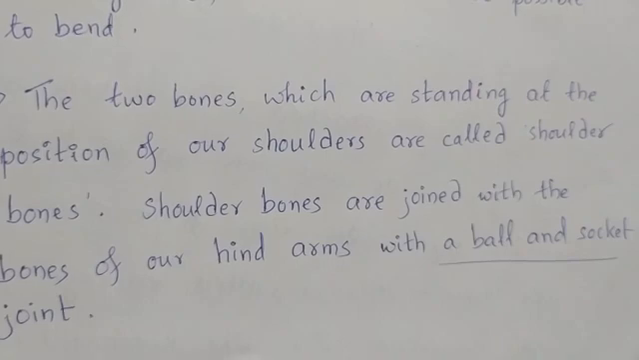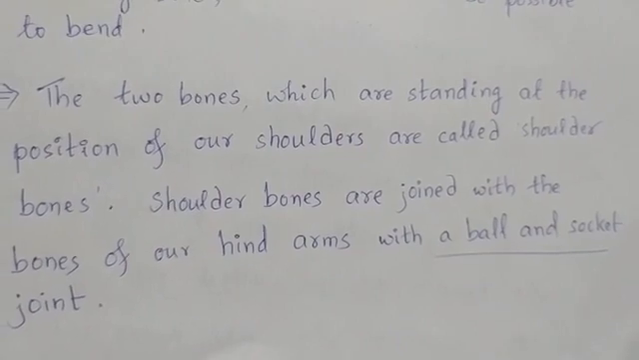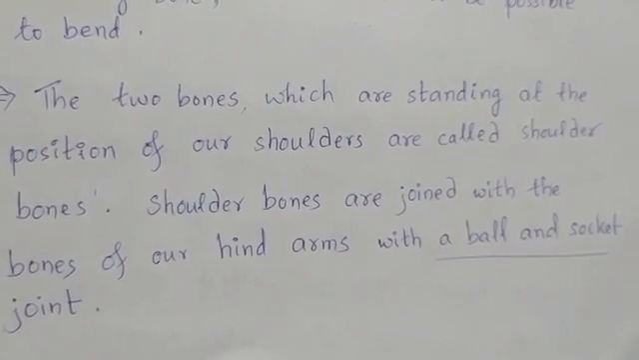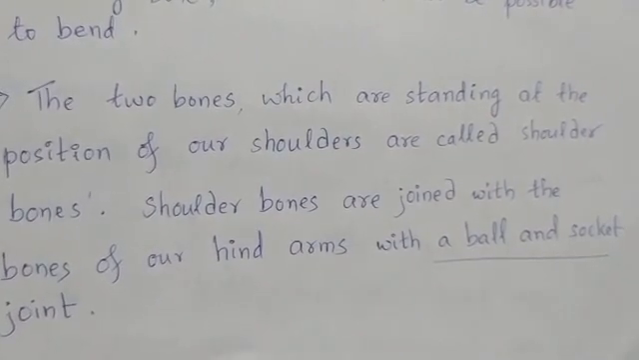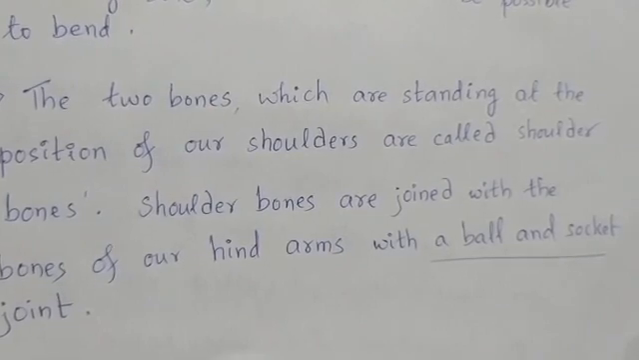Right? So the hind arm bone is attached to your shoulder bone with what type of joint? With a ball and socket joint. The hind arm bone is joined with your shoulder bone with a ball and socket joint.